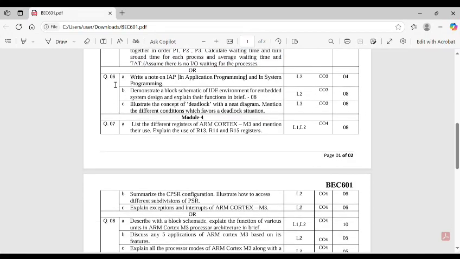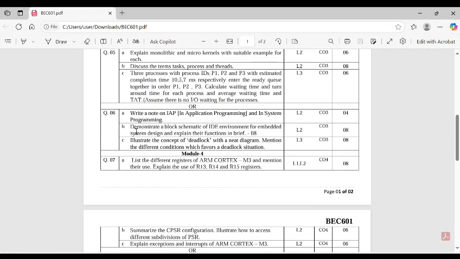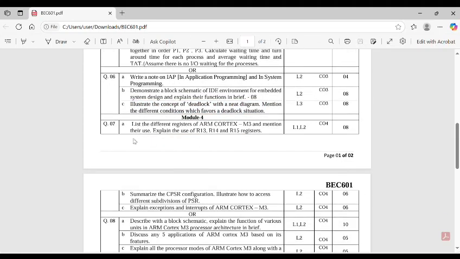And the next one is Module 3, 6A question: write a note on IAP. IAP means in application programming and in system programming. 6B: demonstrate a block schematic of an IDE environment for embedded system design and explain their functions in brief. Next, 6C: illustrate the concept of deadlock with a need diagram. Mention the different conditions which favor a deadlock situation. 6C is very much important. Mark it as a double star. It comes in every exam.